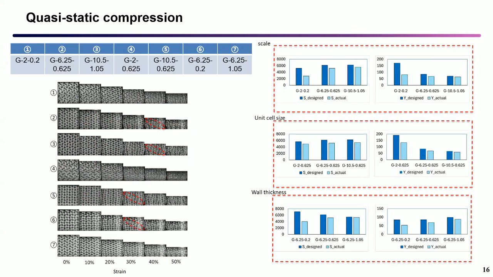Quasi-static compression was also done for all these 7 geometries. As we can see from the figure on the left, the areas highlighted in red show the shear band. Also, for the different scales, unit cell size and wall thickness, in the figures on the right, we can see the comparisons for stiffness and yield strength. For example, for the scale effect, there is a huge difference between the design stiffness and the actual stiffness, which means the geometrical deviation is huge. But once the scale is larger, then the difference decreases.